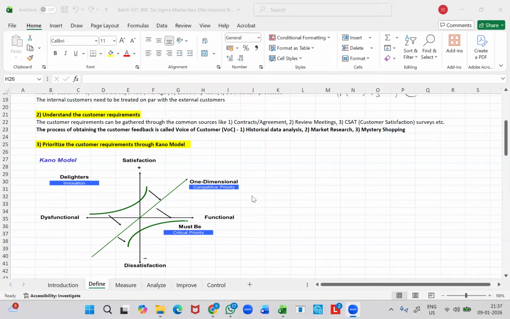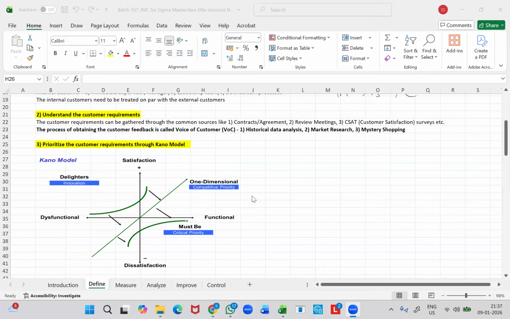Then there is a point in providing the delighter need. So without even fulfilling the must be or the one dimensional needs, as I told you, there is no point in providing the delighter need, because that is not going to delight the customer, right? We need to understand this particular fact.